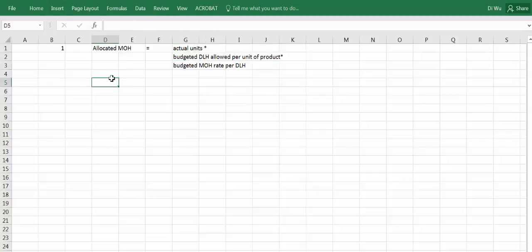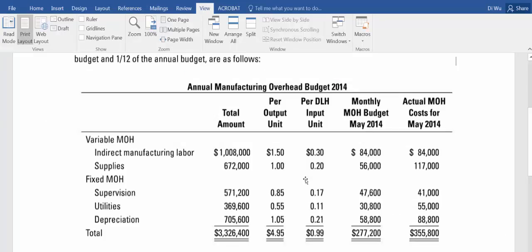All right, let's keep going. We need to find a bunch of numbers. I think this one we have already. We know that this is 72,000, that's given. So we have manufactured 72,000 so far. For the budgeted manufacturing overhead rate per labor hour, you can visit the question here. This is 0.99. That's the number we're using, the manufacturing overhead per direct labor hour. So we're going to use this number for sure.